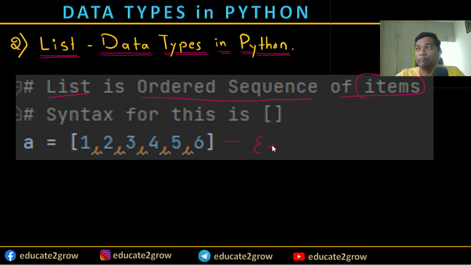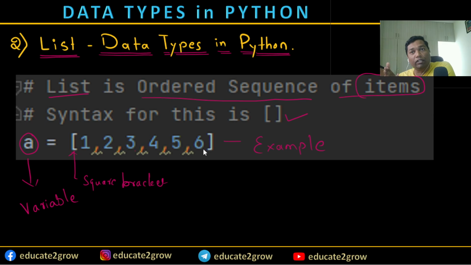You see here, this is denoted by a variable. This is a variable, and the syntax for this is the square bracket. In the square bracket, all the numbering systems, all the information, all the datasets will be stored. You see here, this is a square bracket, this is a square bracket. So all the number systems 1, 2, 3, 4, 5, 6 separated by commas are arranged in a sequential order.